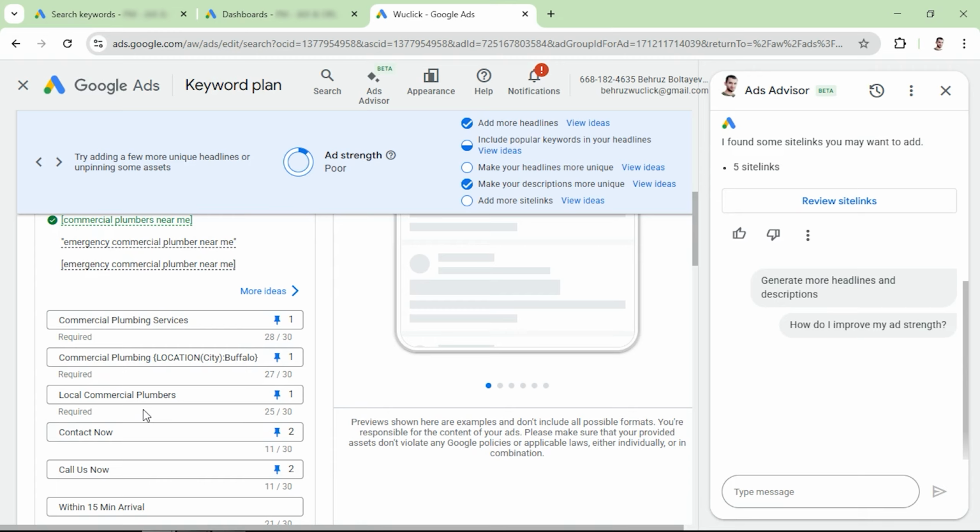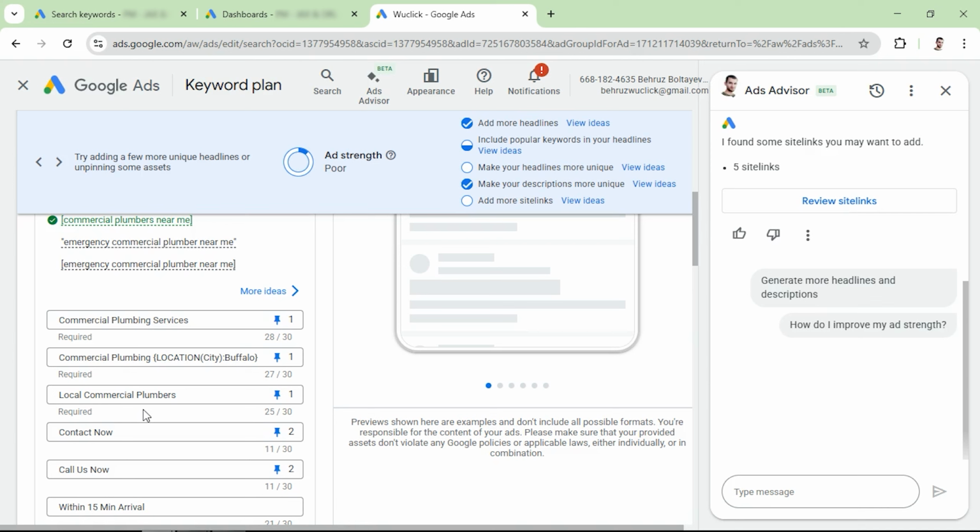And that way, if you can pin your headlines, that means the people who are looking for small jobs like residential plumbing services, or the plumbing services you don't provide or you're not interested in, they can immediately see the first headline and see that you provide only commercial plumbing services, and they may not click on your ad, which can save your budget. So that's one way, for example.